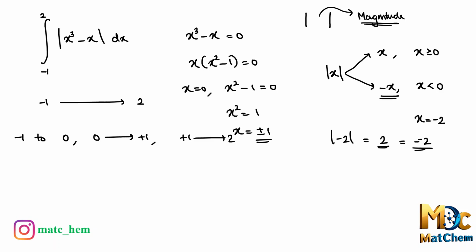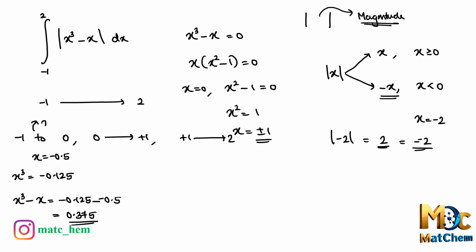For example, if you consider -1 to 0, take an arbitrary value, for example, x is equal to -0.5. In that particular case, x cube will be equal to -0.5 into 0.5 into 0.5, that is equal to -0.125. So if you take x cube minus x, that will be equal to -0.125 minus of -0.5. So it becomes 0.375. That means the value is positive. That means in this particular interval, x cube minus x is greater than 0.